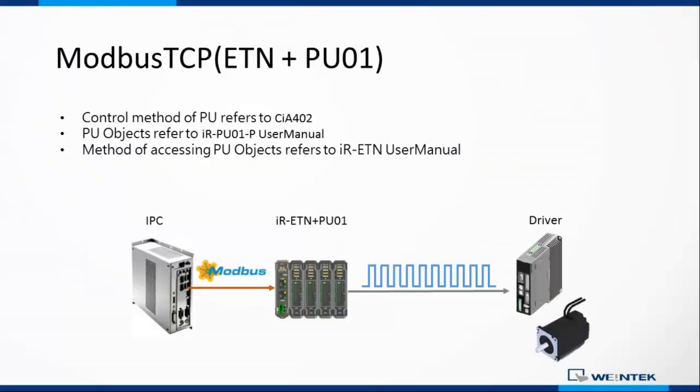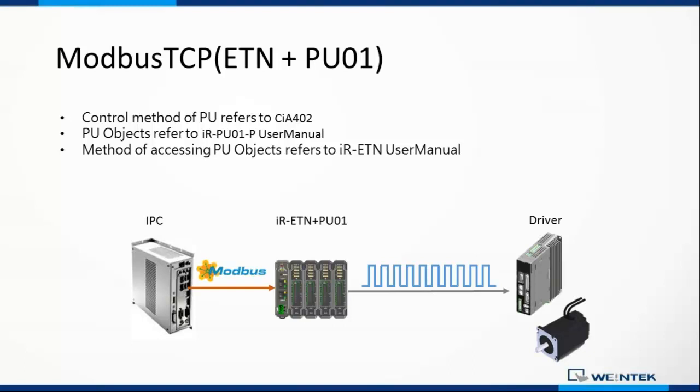If you use a controller which isn't a Weintek device, for the control method to activate PU, you should refer to CIA 402. And for the PU object description, you have to refer to the iR-PU01 user manual. And for how to access the PU object, you have to refer to the iR-ETN user manual. That's because the motion control function block only supports Weintek devices.